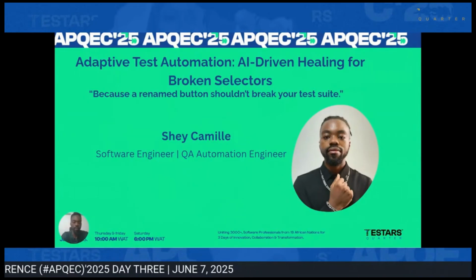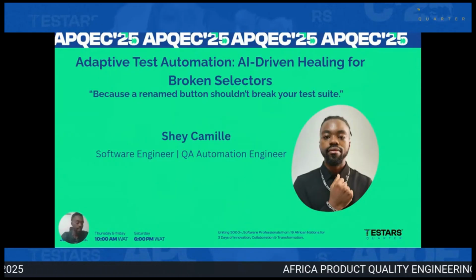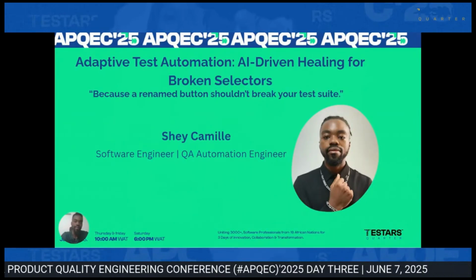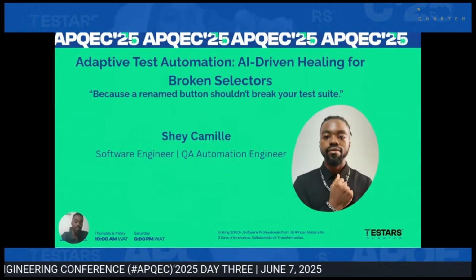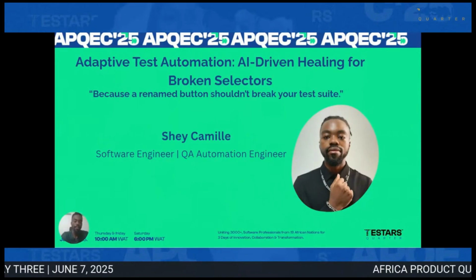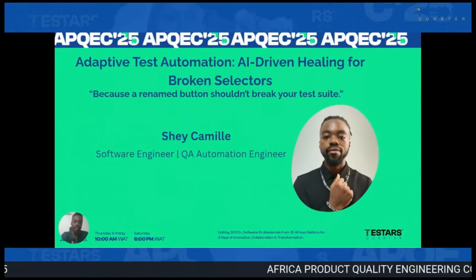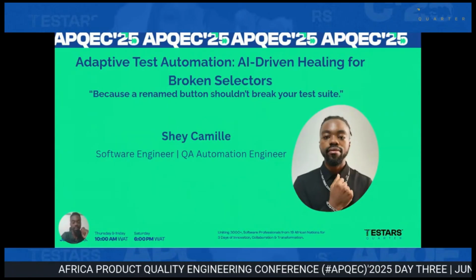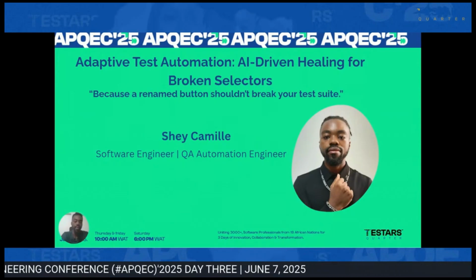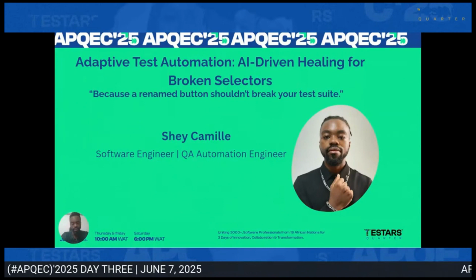A while back, I was reviewing some automated test reports when I noticed a very strange pattern. Almost every night, when my pipeline ran, a few tests would fail, but this behavior wasn't consistent. So after digging, I realized the root cause was something deceptively simple. A button's class name had changed during a small UI tweak.